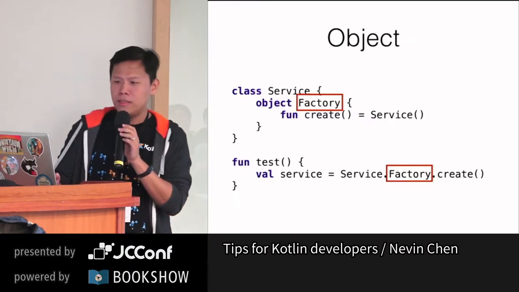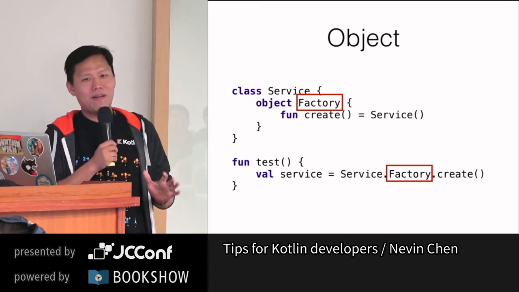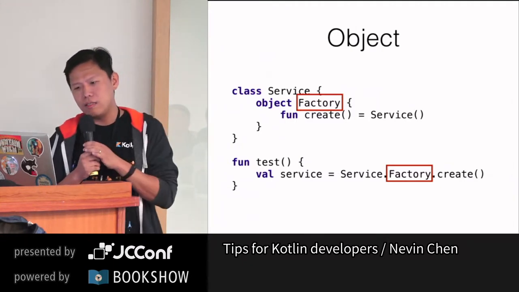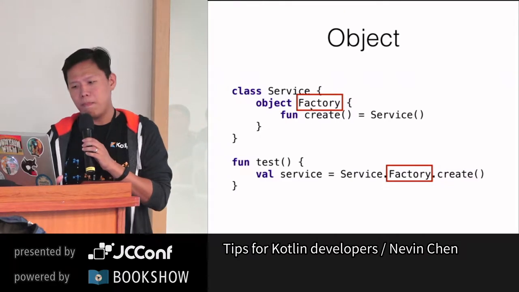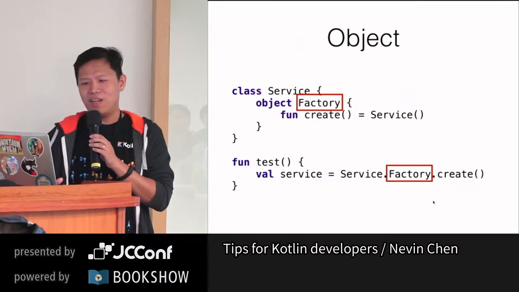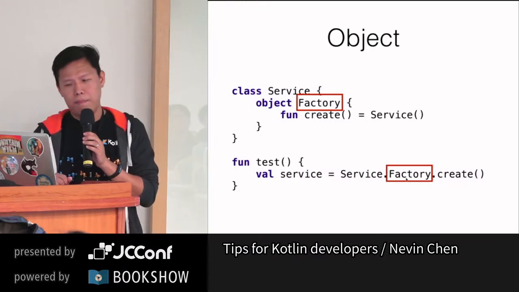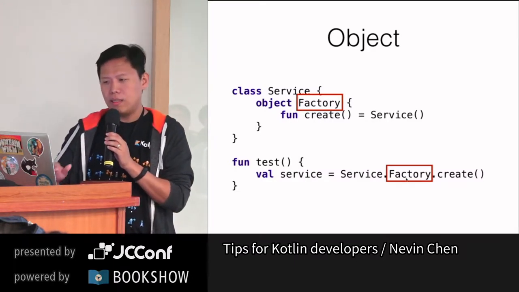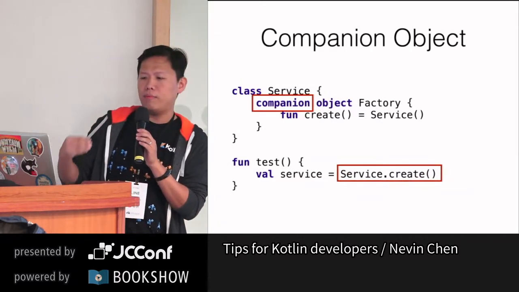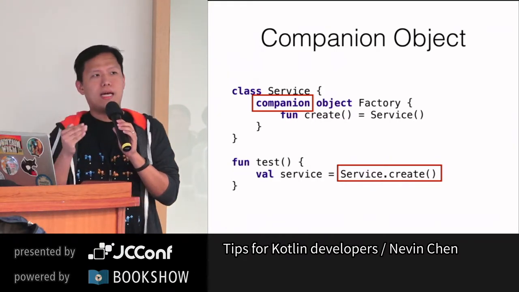Another thing is about object. Some people say that static global variables are evil. Sometimes you have to use them, because we use singleton patterns a lot. So in Kotlin the solution is object. You can give the object a name, and when you want to access it, you have to reference it using the outer class and the object name. But when you're using a companion object, you can just ignore the companion object name, like the method is on the outer class itself. So it gives a kind of feeling like static.